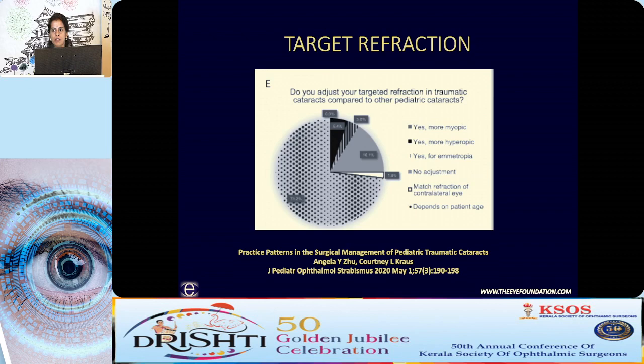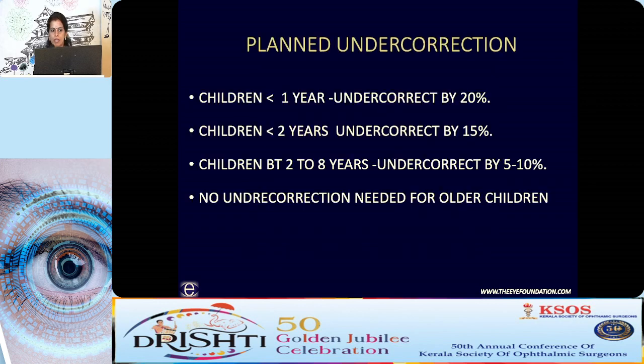And what about the target refraction? The eye is growing, so we can't put a lens and just forget it. So we need to calculate for the growth of the eye and the myopic shift. So what sort of target refraction do we aim for in pediatric cataracts? It's similar to the target refraction that we aim for in developmental cataracts. The general rule is 20% undercorrection in less than 2 years and 10% in 2 to 5 years, but we need to tailor-make each IOL power for each child.